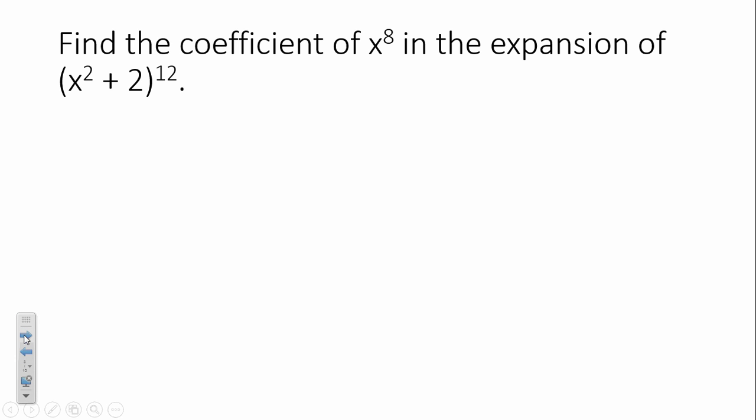Okay? How do we find the coefficient of x to the 8th in the expansion of x squared plus 2, all to the 12th power? Let's think of how this is going to play out. We've got an x squared, right? It would be taken to the 12th power the first time, wouldn't it?